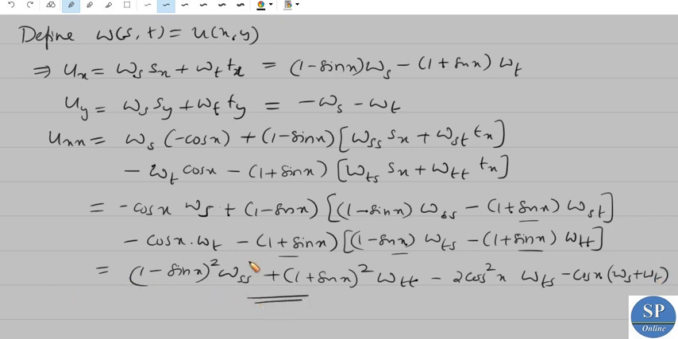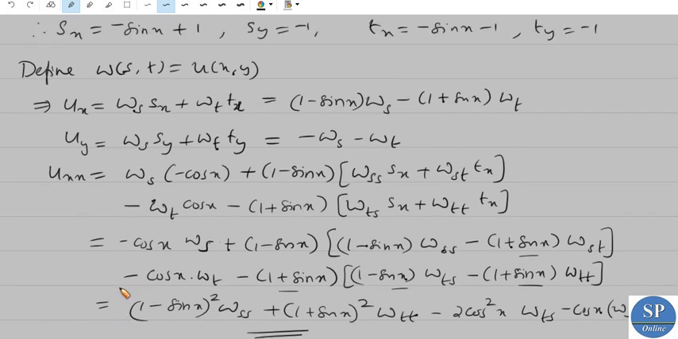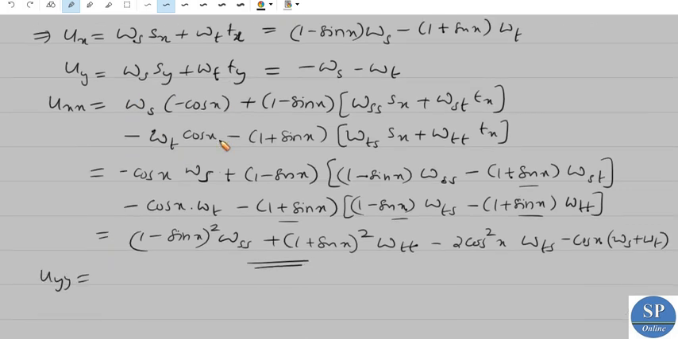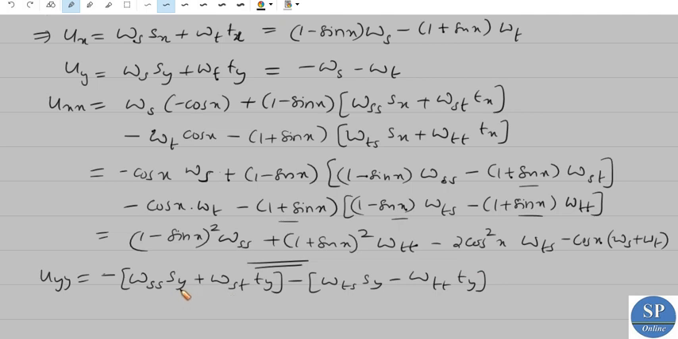Okay, so this is uxx. Now uyy. We have uy is this, so derivative of this with respect to y, which is negative of derivative of ws with respect to y, that is wss sy plus wst ty. Now minus derivative of wt, that is wts sy minus wtt ty. Now we can replace sy and ty. Sy and ty are minus 1.